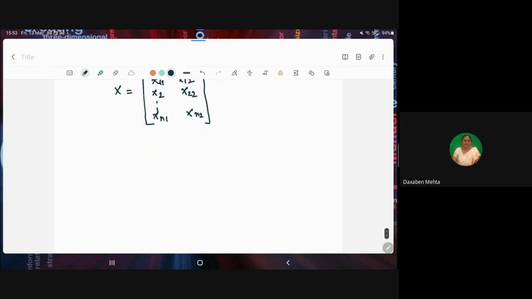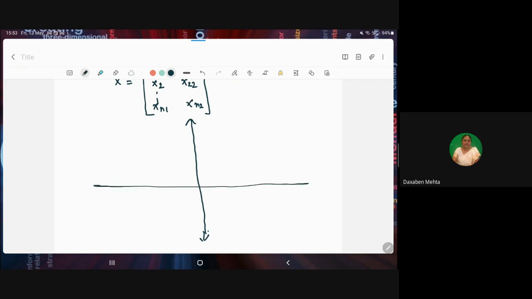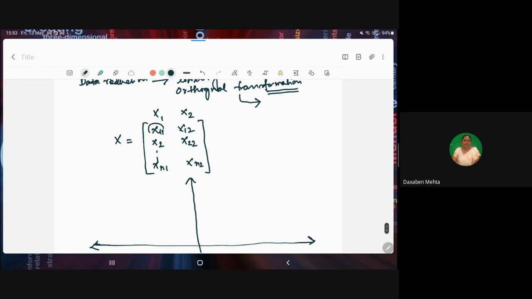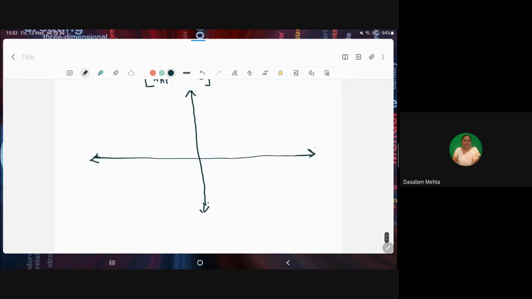Now what I am doing is plotting this data set in a graph. This is a basic and very interesting part of the analysis. Look at this. Suppose these values are the data, and I plot this data set, measuring x1 here and x2 here. This is the negative side of x1, and this is the negative side of x2. And suppose when I plot the data, it looks like this.